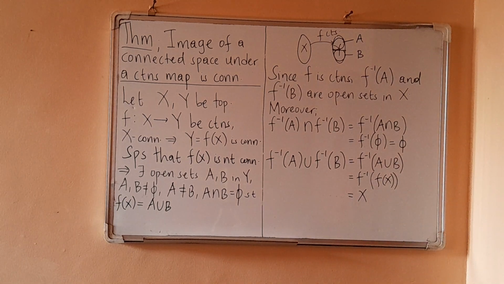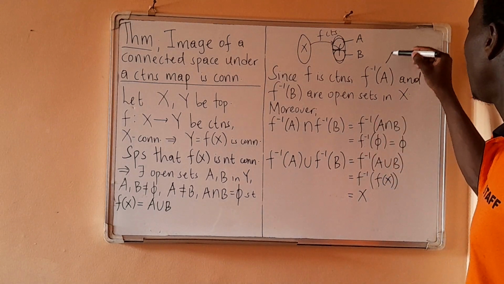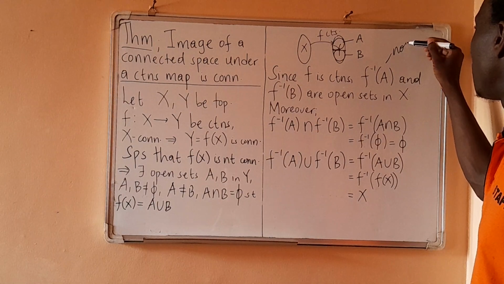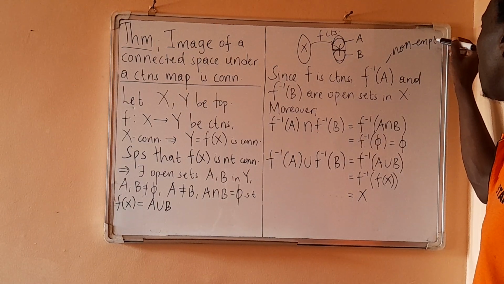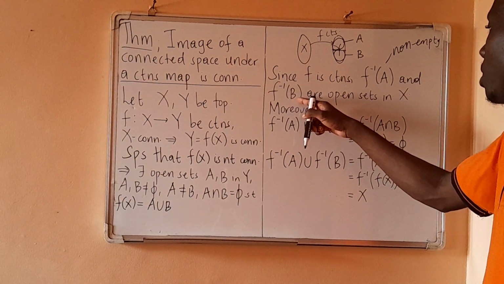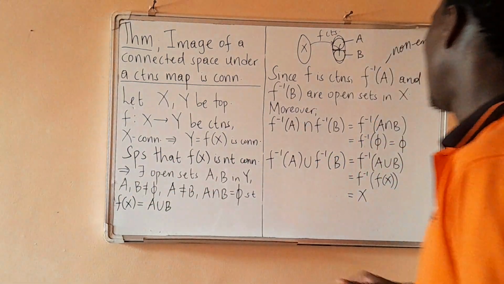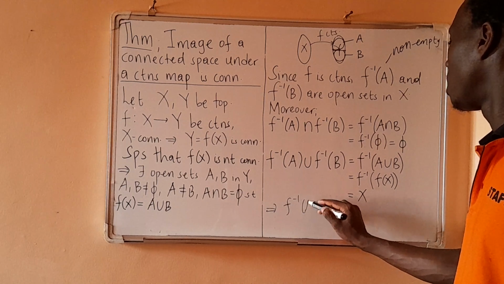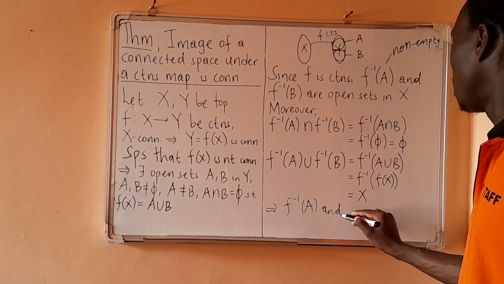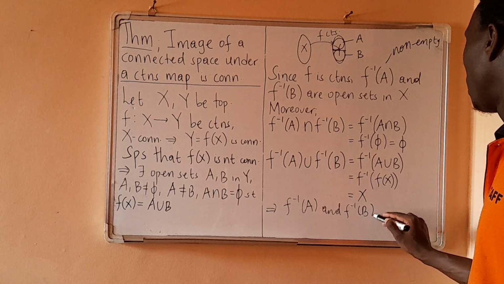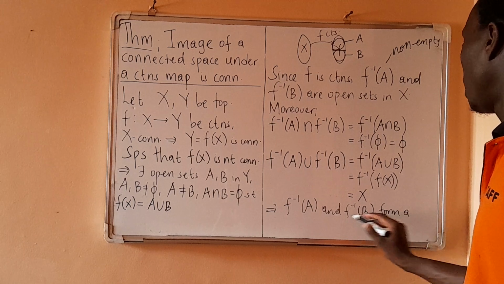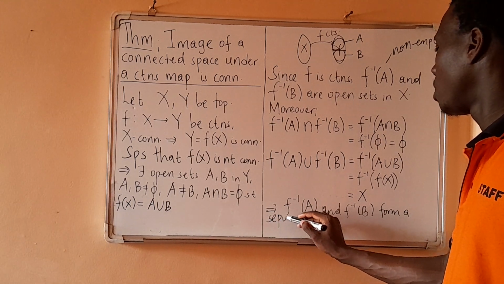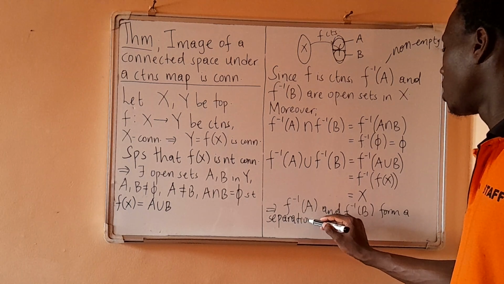So you realize that the two open sets, this one and this one, are disjoint and they form a separation of X. And they are non-empty, by the way. This is non-empty, and also this is non-empty, because A and B are non-empty sets. So this implies that this and this form a separation of X.